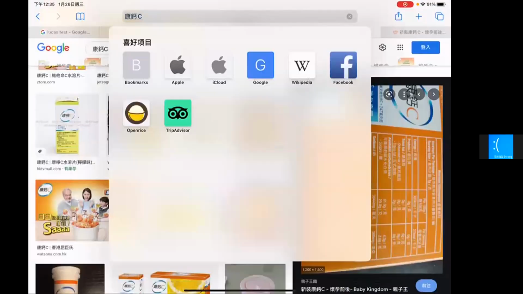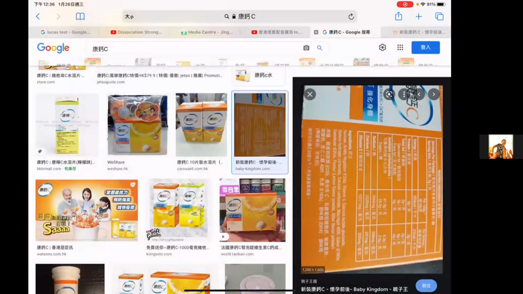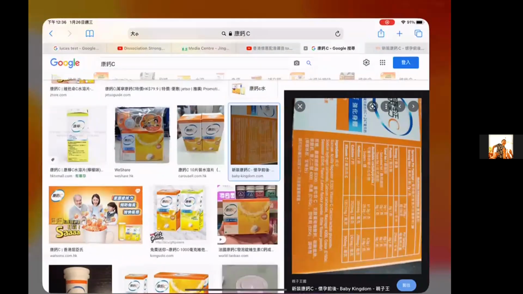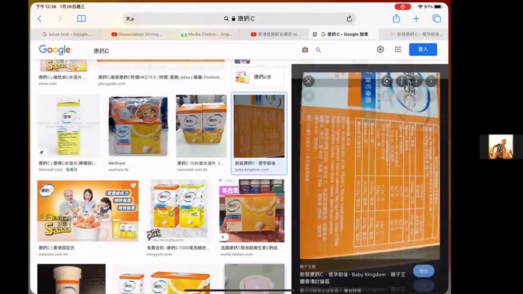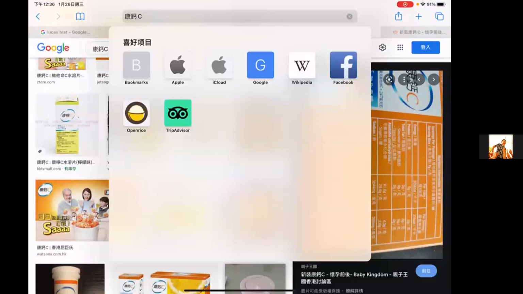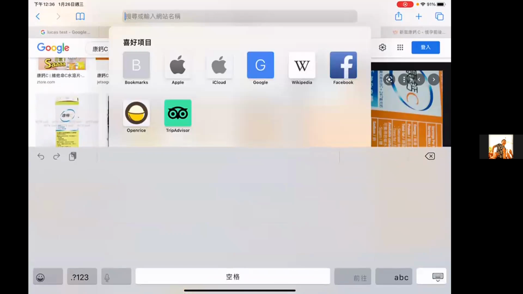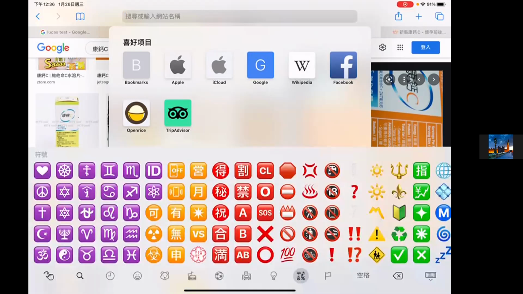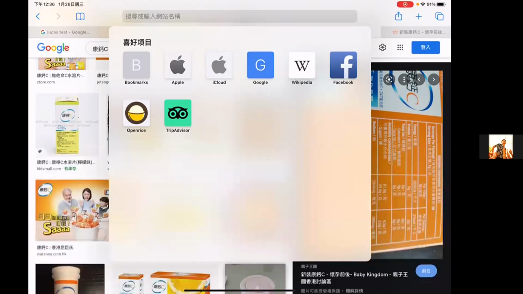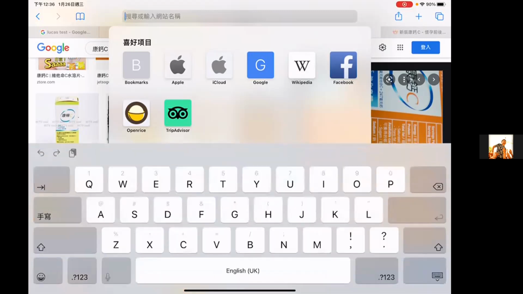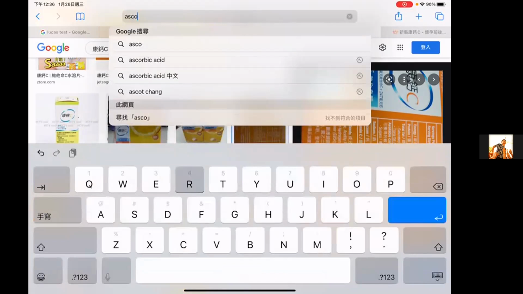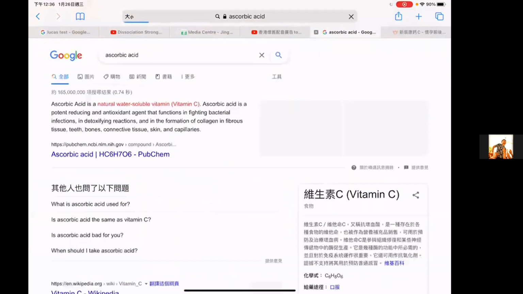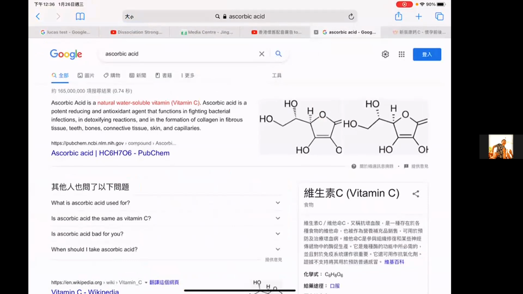Ascorbic acid. Yes, ascorbic acid, which means it is an acid again. Ascorbic acid. 中文叫嗰個乜嘢抗壞血酸係乜嘢？ Ascorbic acid. You take a look on this ascorbic acid. It's vitamin C. Can you see that? 抗壞血酸. It is the use of that acid.